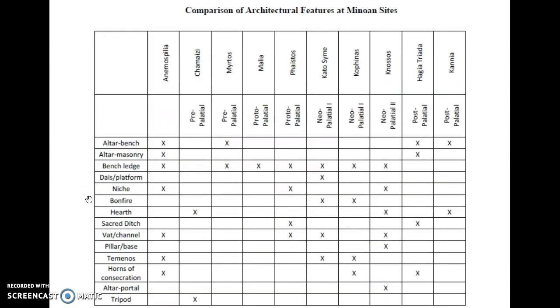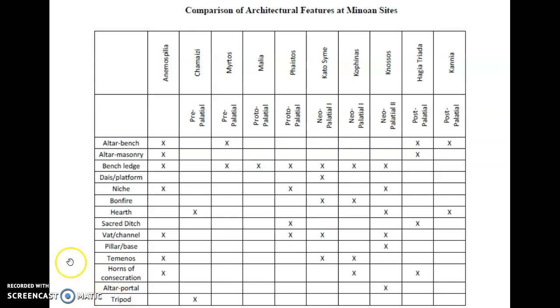Okay, so to do this, we're going to have a look at this first table, which is a comparison of architectural features at the Minoan site. So down here are all of the different types of architectural features that we find. So we see an altar bench, we see a little niche, a bonfire, and a hearth. A hearth is a fireplace. We see a temenos. Remember, the temenos is that outside wall that is generally associated with a sacred place. We have horns of consecration, which I pointed out in that video yesterday. We're going to have a little deeper look at in the next few lessons.